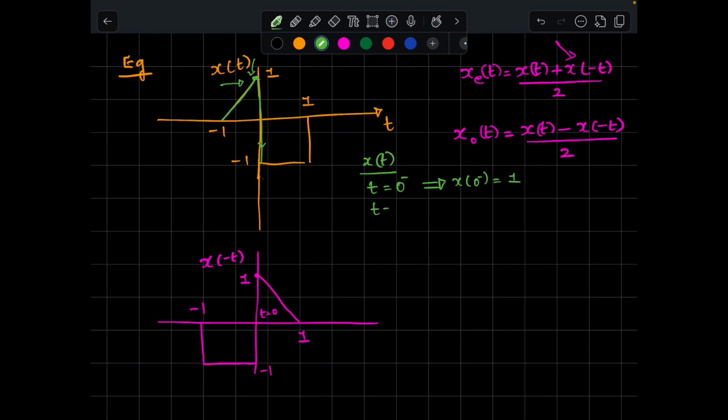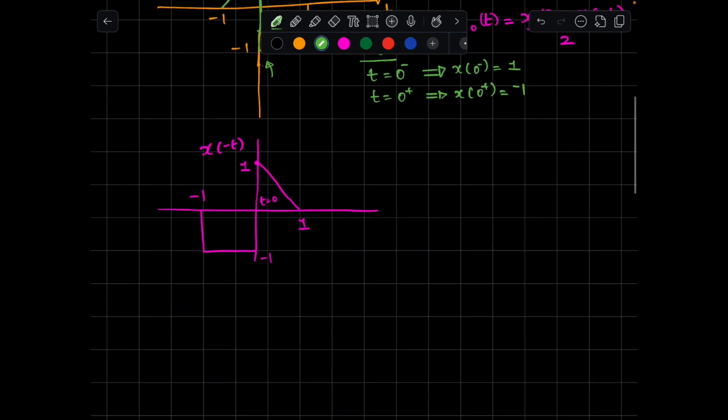Similarly, at t equal to 0 plus, which means just after 0, we have to consider this part, because the signal has already made a transition. The signal has a transition at t equal to 0 from 1 to -1. So the signal at t equal to 0 plus, x of 0 plus, is equal to -1.